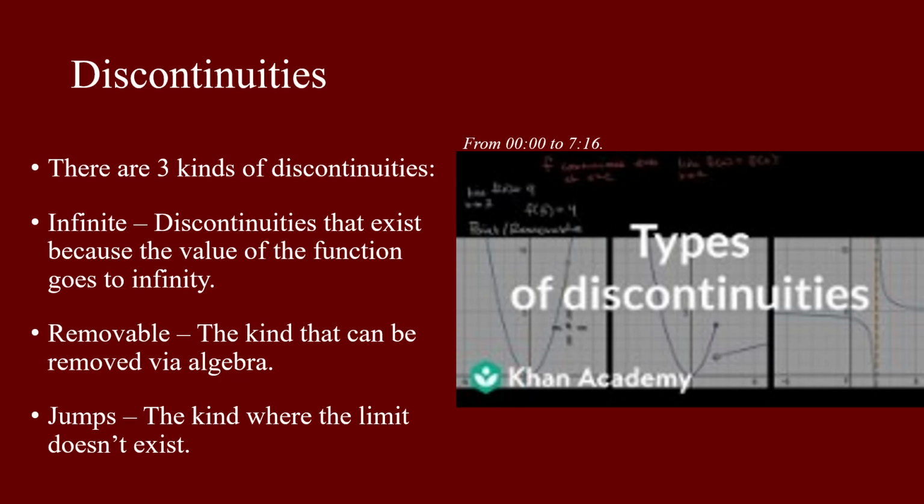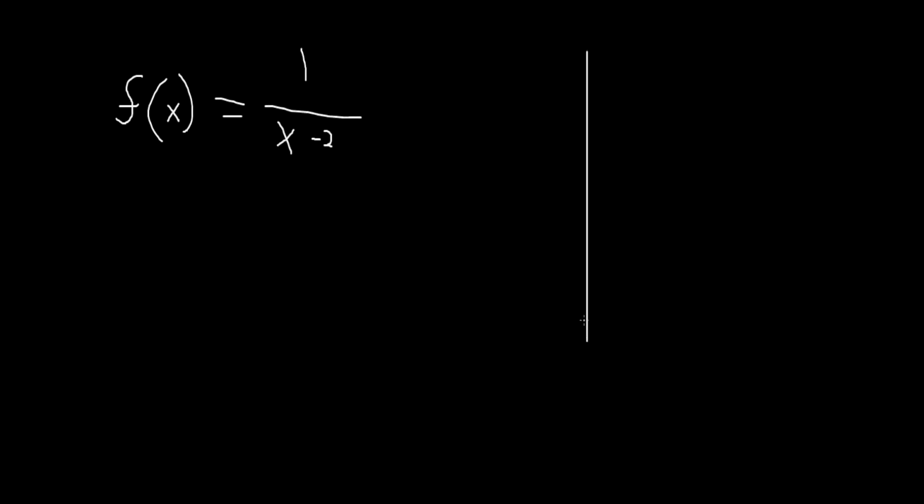So let's go ahead and go back to the board, and let's look at one of each. Let's start with infinite. Infinite is very straightforward in the sense that it's a discontinuity that has infinity in it. So let's say we have 1 over x minus 2. If we drew this chart, here's positive 2.